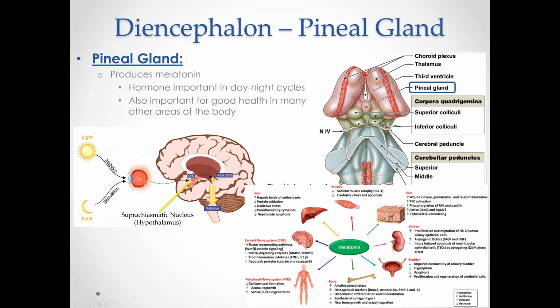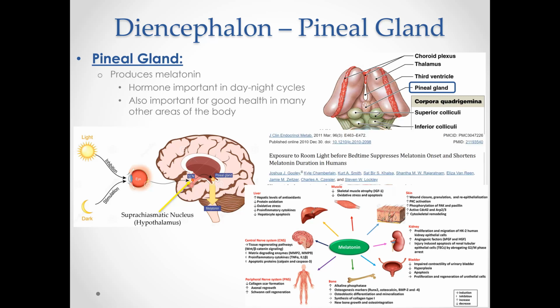It can help promote axonal regrowth and Schwann cell regeneration if you have peripheral nerve damage. It can maintain several areas of the CNS. Again, it can reduce stress in the liver. It can also reduce atrophy in muscles. So basically, melatonin is really good for maintaining a lot of the different systems of your body, but you only produce it in the dark and you only produce it at night.